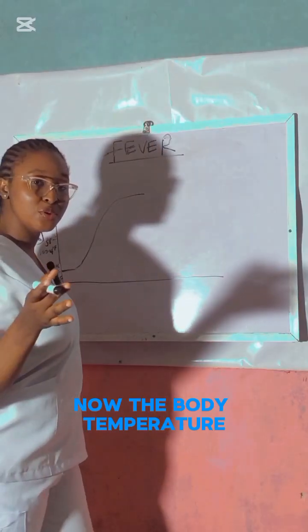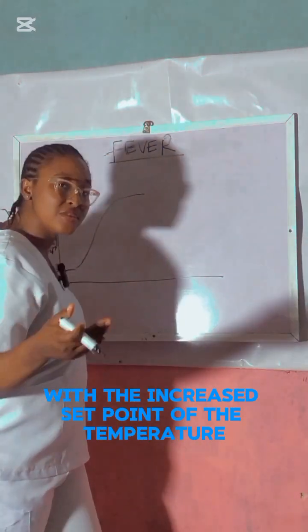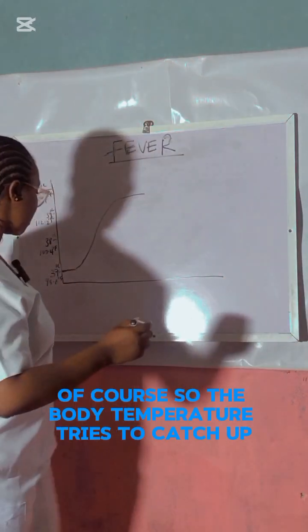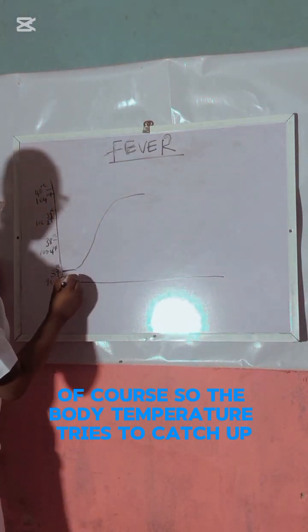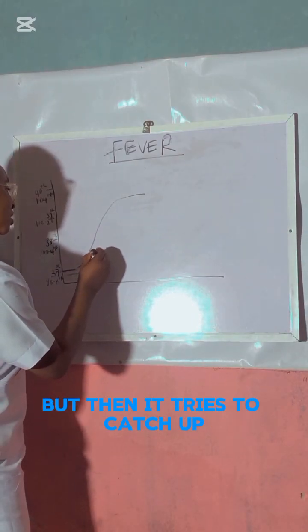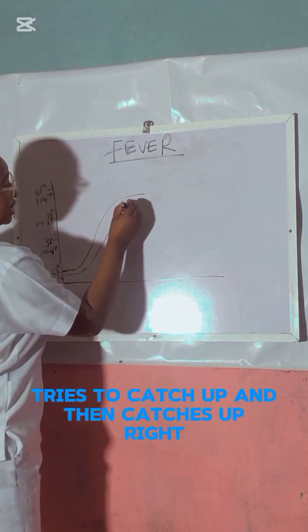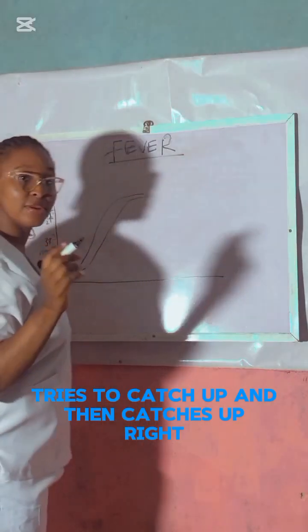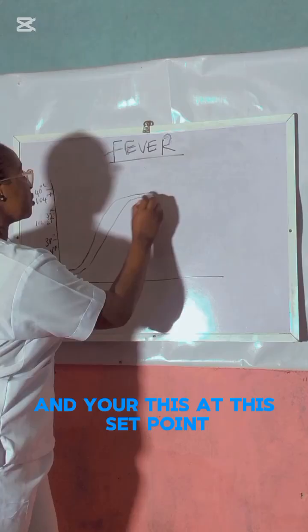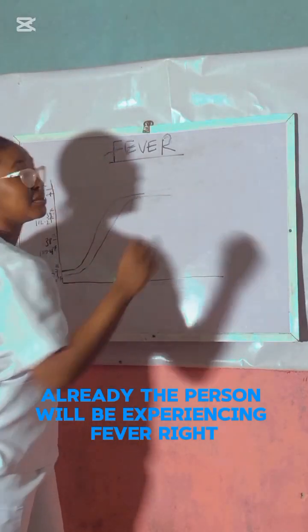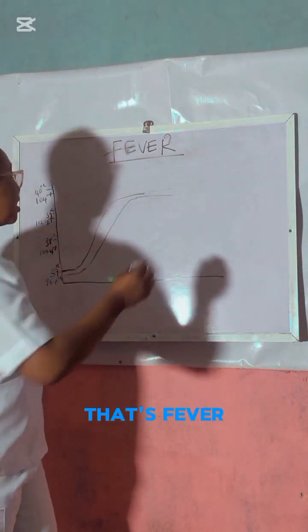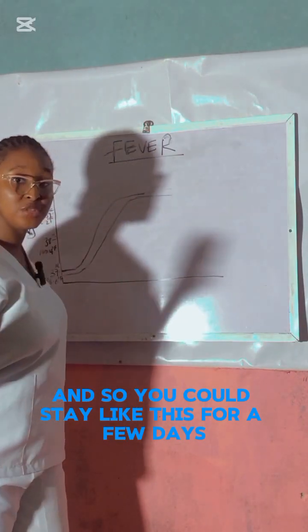Now the body temperature tries to catch up with the increased set point of the temperature that was set by the hypothalamus, of course. So the body temperature tries to catch up, although initially it lags behind, right? But then it tries to catch up, and then catches up, right? And at this point, the person will be experiencing fever, right? Your body will be hot, right? That's fever. And so it could stay like this for a few days.